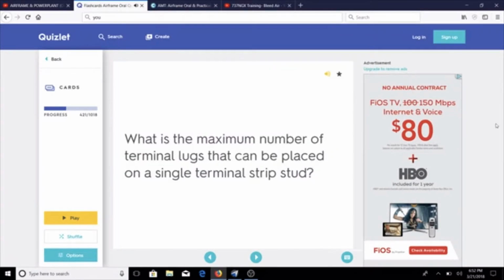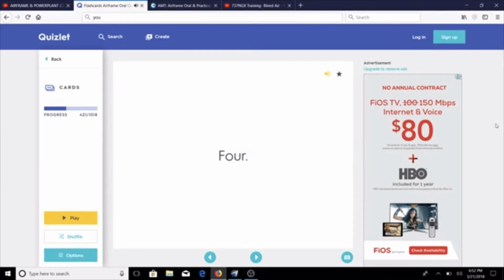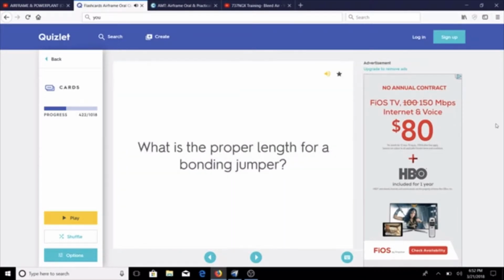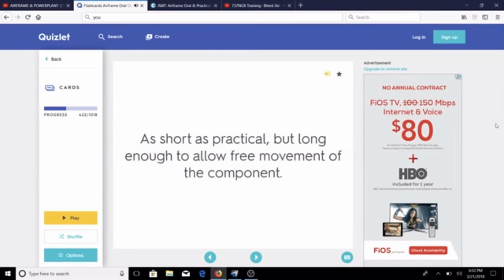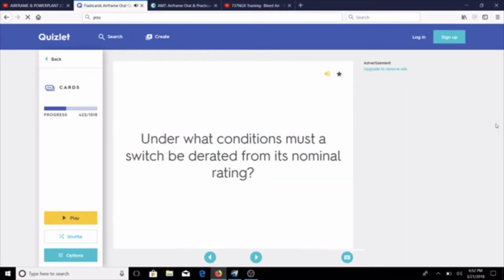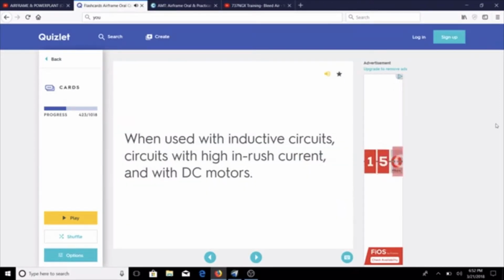What is the maximum number of terminal lugs that can be placed on a single terminal strip stud? 4. What is the proper length for a bonding jumper? As short as practical, but long enough to allow free movement of the component. Under what conditions must a switch be derated from its nominal rating? When used with inductive circuits, circuits with high inrush current, and with DC motors.